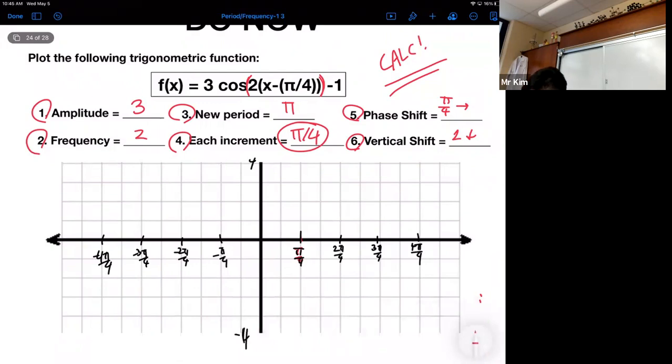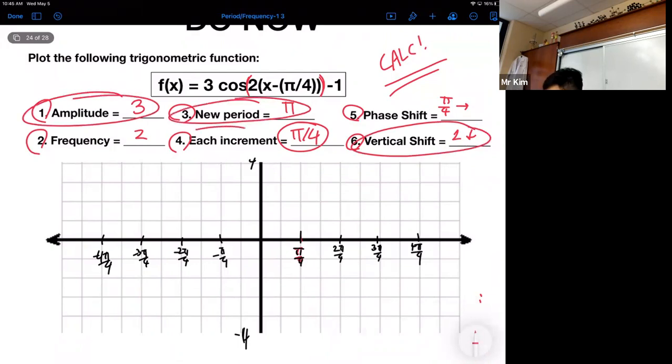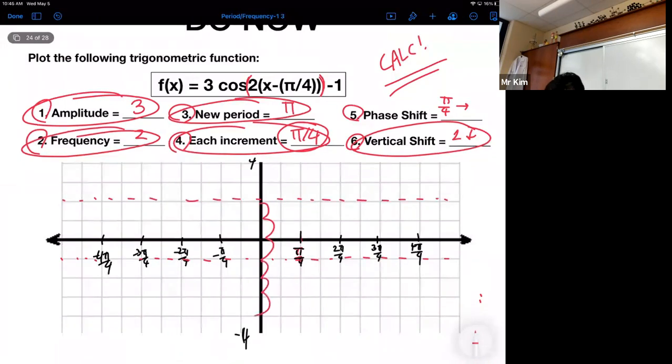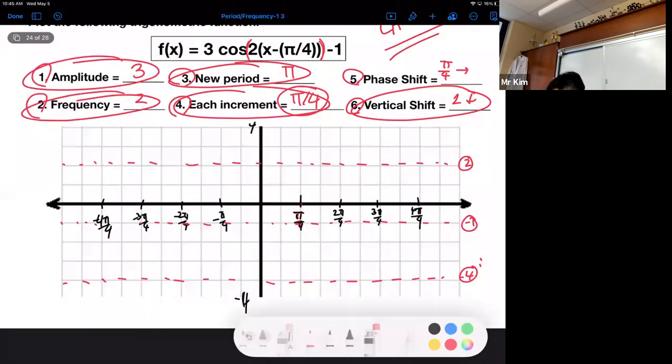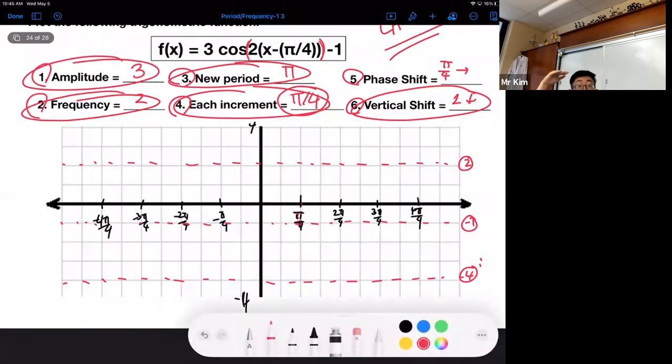Then you have to do your vertical shift and then your amplitude together. We basically have taken care of all of these by doing the new x-axis. Amplitude and vertical shift: I go down 1, so my middle line will be at negative 1. My max would be positive 3 from that, which is at positive 2. Down 3 here will be at negative 4. So this will be at positive 2, negative 1, negative 4. Hope you guys have the same thing. Those values tell you your Y max and Y min.